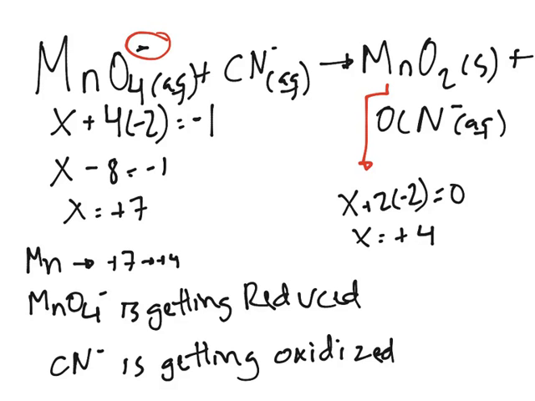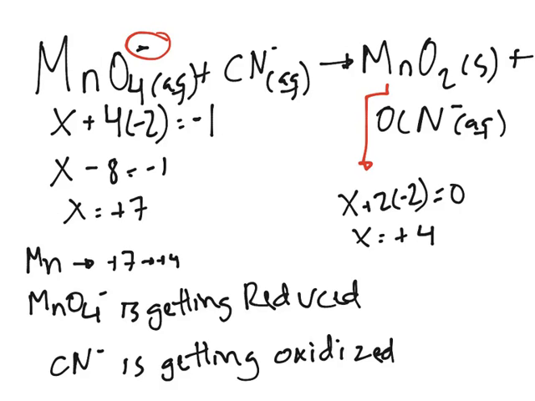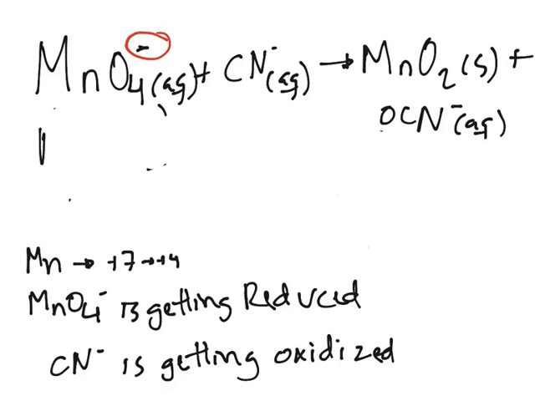Now let's go back to the steps. We found which one gets oxidized and which one gets reduced. So now we have to separate each into a different equation, or a different reaction, and that's why it's called the half reaction method. So let's erase this. Now we want to separate the compound that is getting reduced from the compound that is getting oxidized. We know that the permanganate ion is getting reduced, so we'll put that in one equation, and the CN minus is getting oxidized, so we'll put that in another equation.